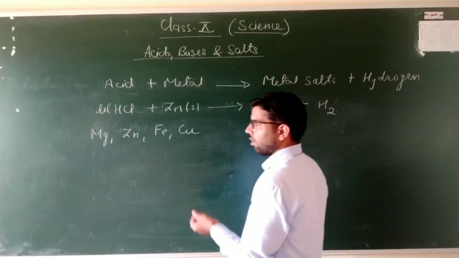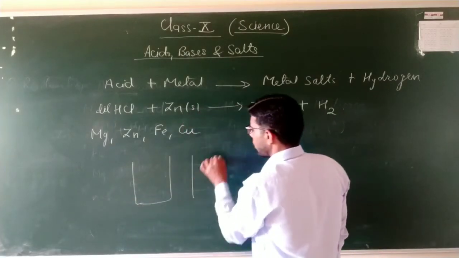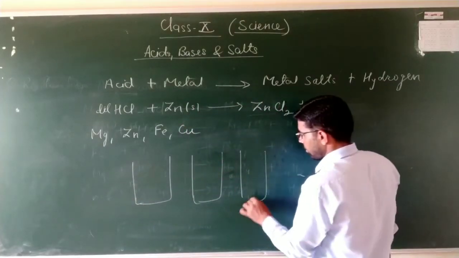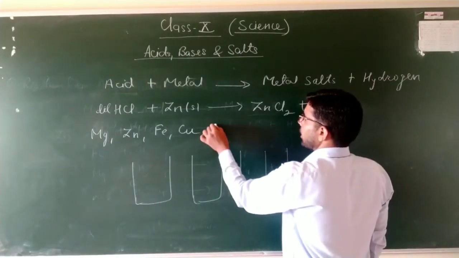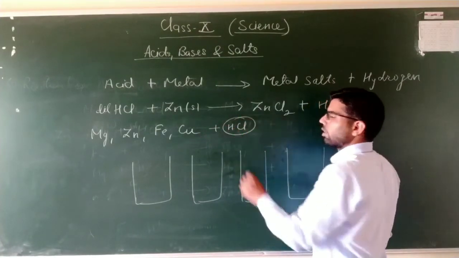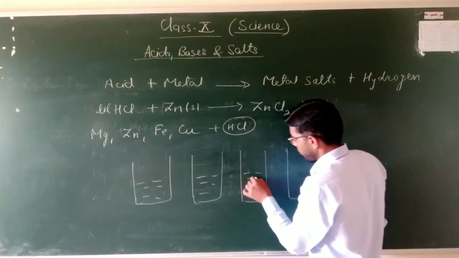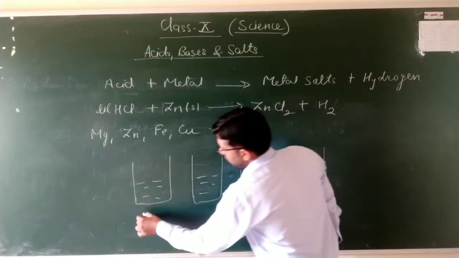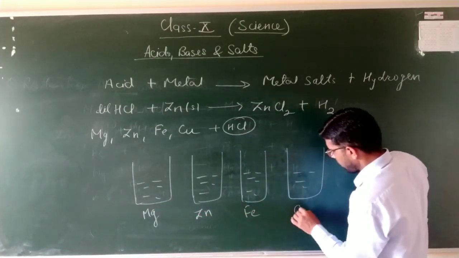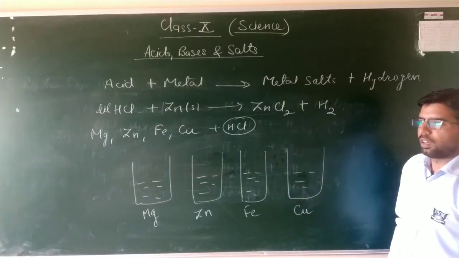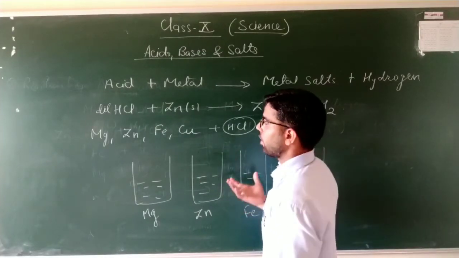For that we have one more activity. We take 4 different beakers or test tubes, and in each we take the same acid, suppose dilute HCl. Now we place magnesium in the first, zinc in the second, iron in the third, and copper in the fourth. Now observe these reactions carefully.